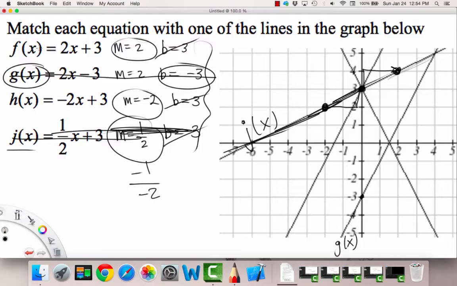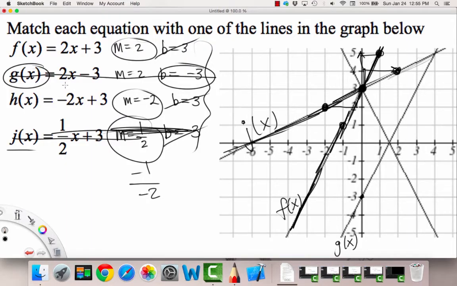Let's look at f of x with a slope of positive 2. That means for every 1 unit we move to the right, we have to move up 2 to get to our graph. So from the y-intercept again, we go up 2 and over 1, which takes us right here, or we could go down 2 and over 1 to the left, and that brings us here. And we see that this line that I'm tracing right now does have a positive slope, right? So this is our f of x.